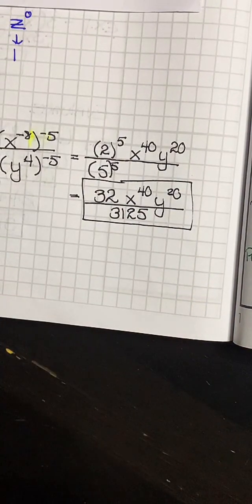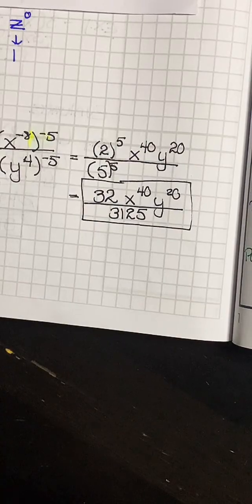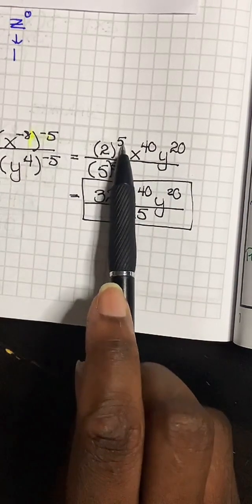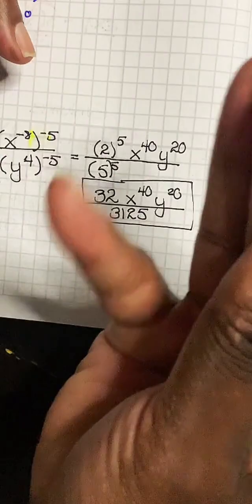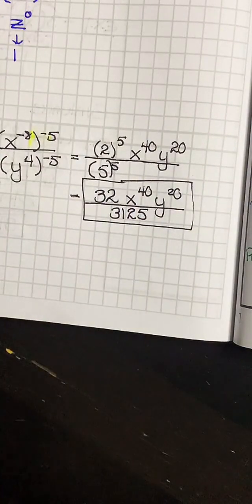Okay, thank you, Michael. How did I get 32? 2 to the 5th power. So that's 2 times 2 times 2 times 2 times 2. 2 times 2 gives me 4. 4 times 4 gives me 16. 16 times 2 gives me 32.